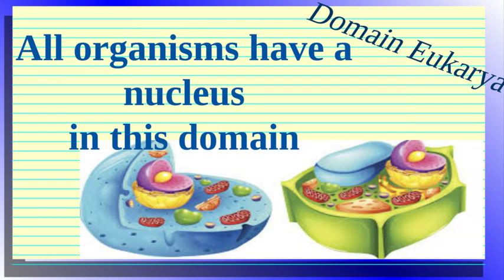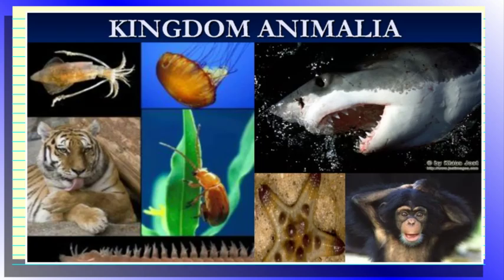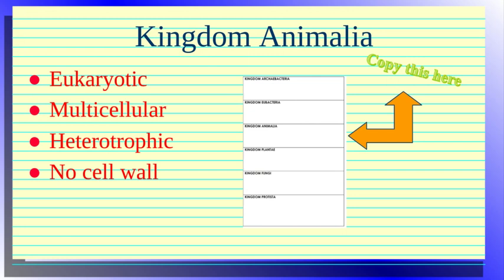Okay, just a reminder, eukaryotes do have a nucleus, they do have membrane-bound organelles. All right, now, the kingdoms in the domain eukarya are based on their cell type, their cell structure, and where they get their nutrients from. So today we're going to talk about the kingdom Animalia. Now, some of these animals are going to look very animal-like, a tiger, and then some are going to look very not animal-like, a sponge. Okay, so the kingdom Animalia.